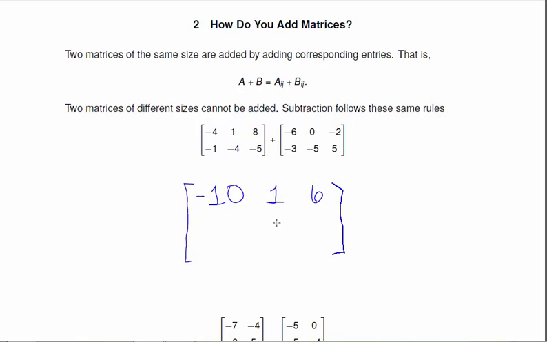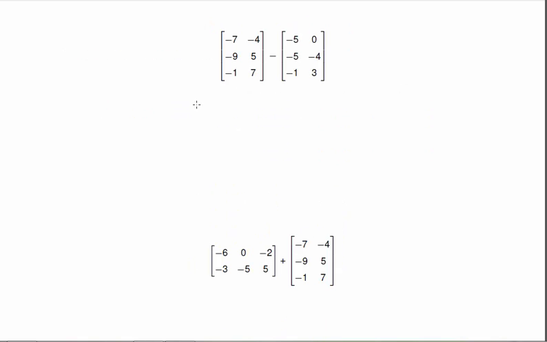Move down to the second row. -1 plus -3 is -4. -4 plus -5 is -9. And then -5 plus 5 is 0. As I said, subtraction follows the same rules. We just need to subtract corresponding entries.